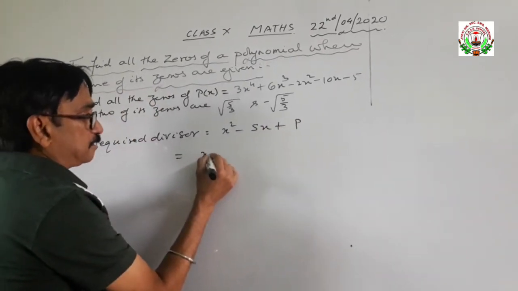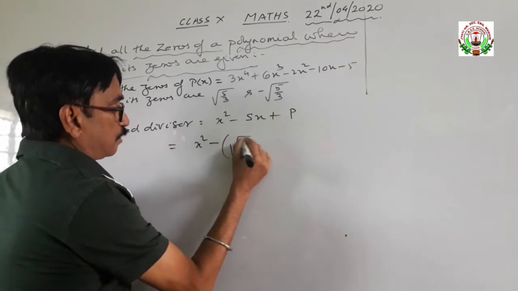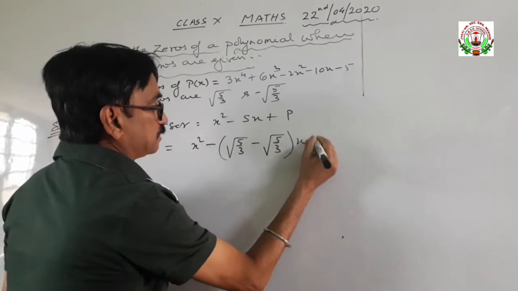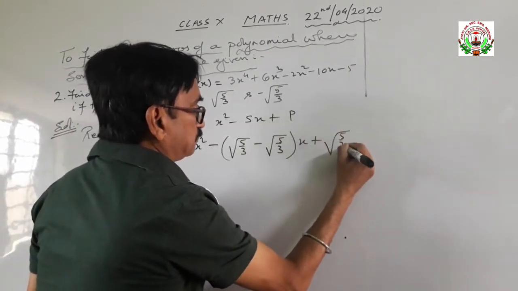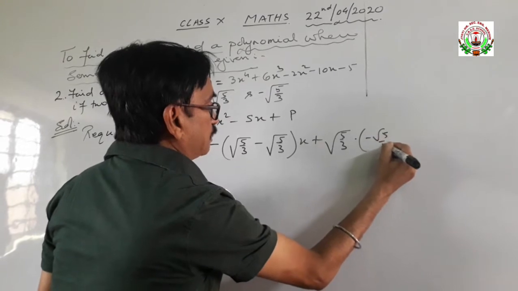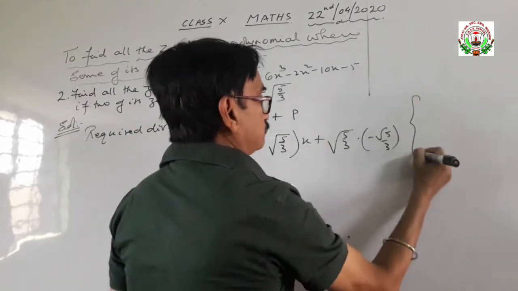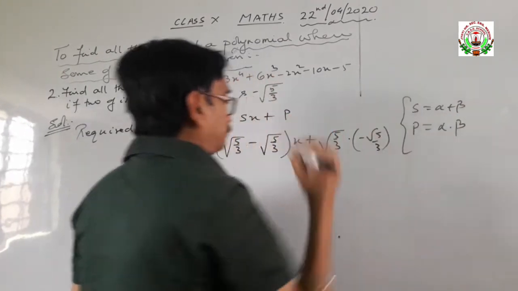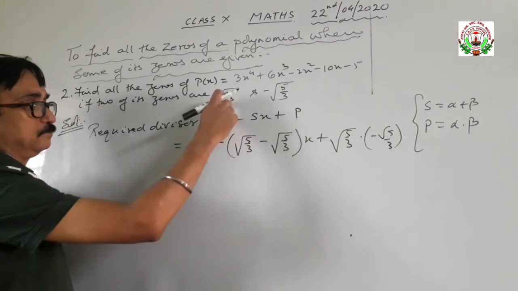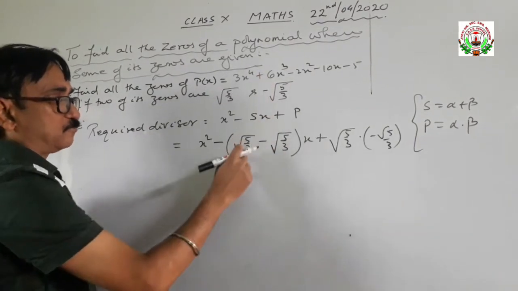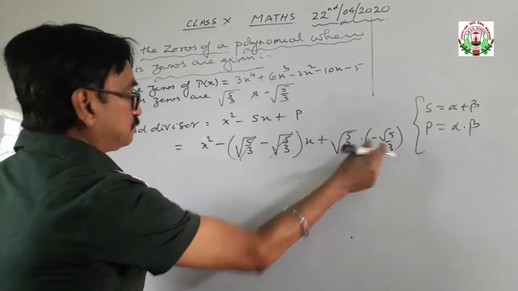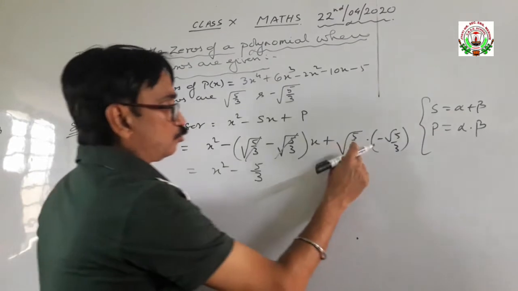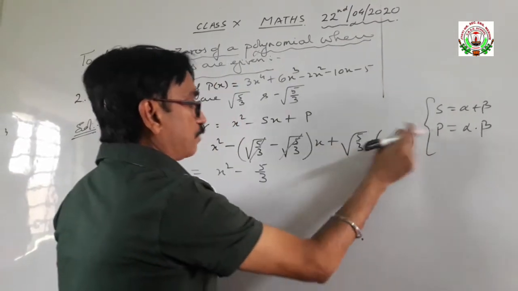So x square minus s x, that is root 5 by 3 minus root 5 by 3 into x, plus the product, root 5 by 3 into minus of root 5 by 3. As we know, the sum is given by alpha plus beta and the product is given by alpha into beta. So alpha plus beta, it is minus sign, so it will cancel out, and here the product: x square minus 5 by 3, root into root, this will be 5 by 3.